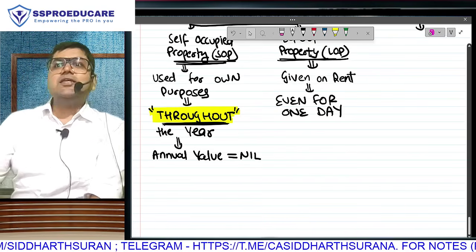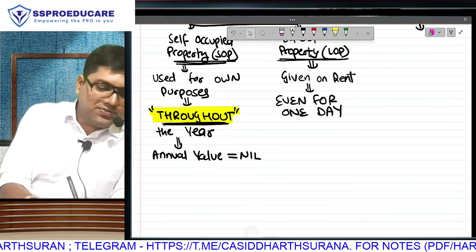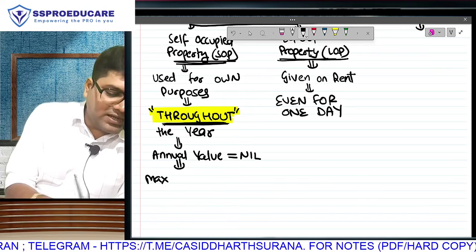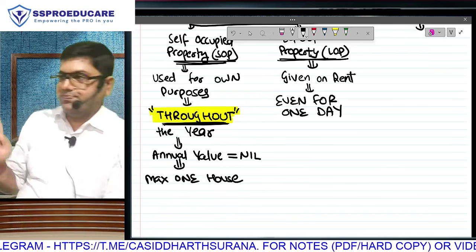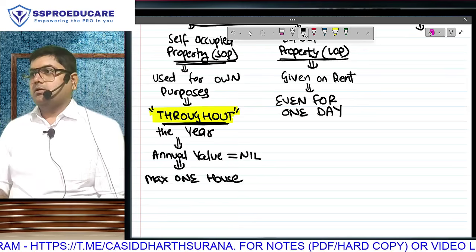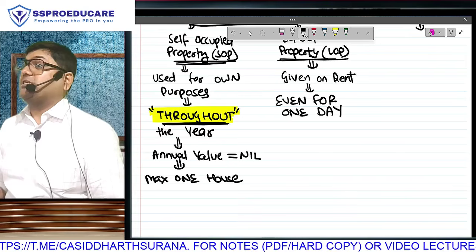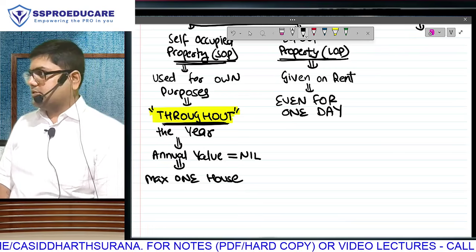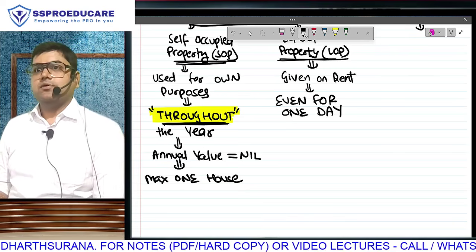So traditionally, historically, the rule in income tax was that under self-occupied property, we will allow you to take maximum one house. Don't write this, it had changed some years ago. Don't write this. Wait. Don't write this, please. One house ka rule has changed. I am explaining the logic. I will explain the change also. Historically, the rule was only one house will be considered as SOP.